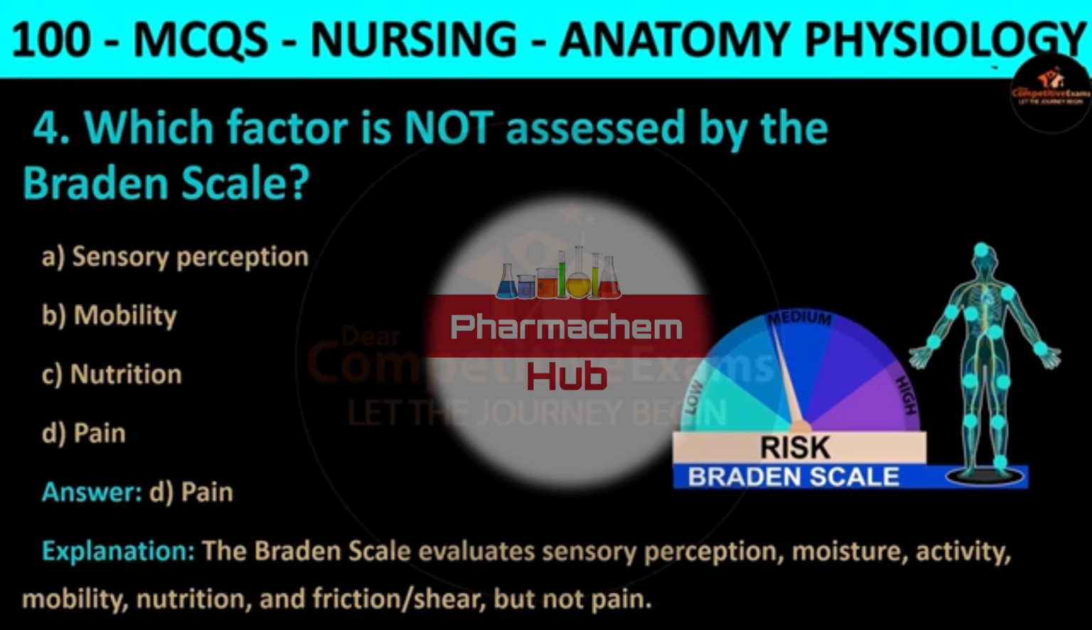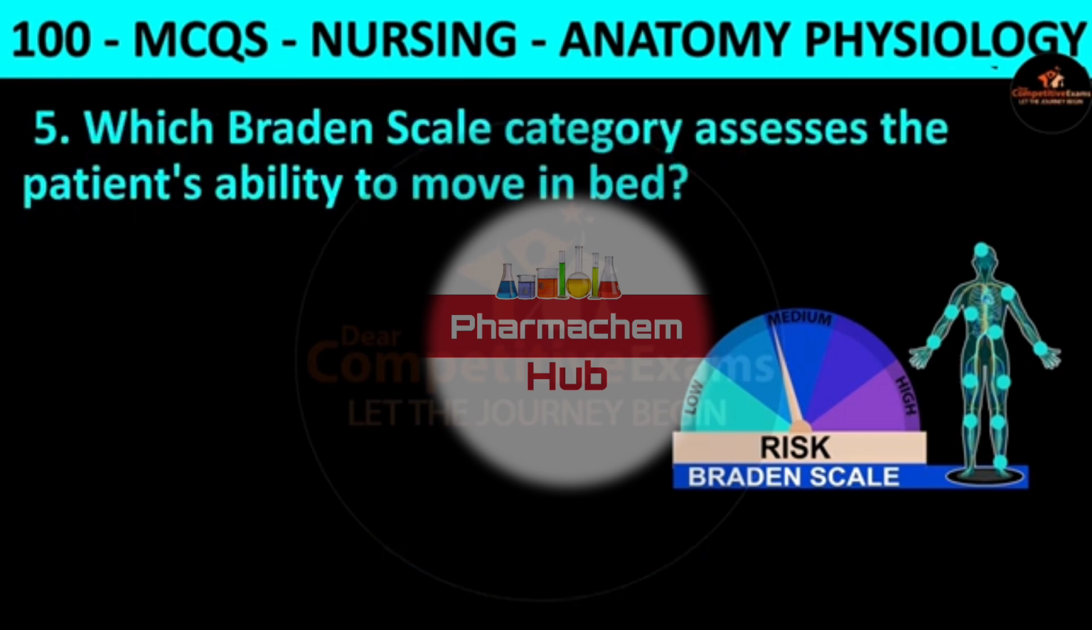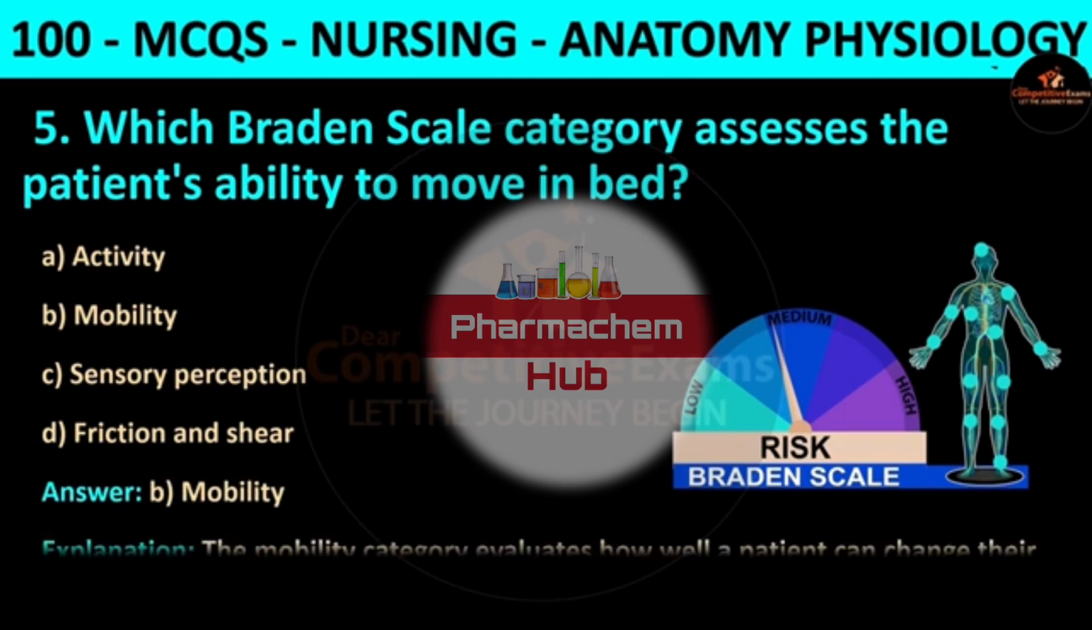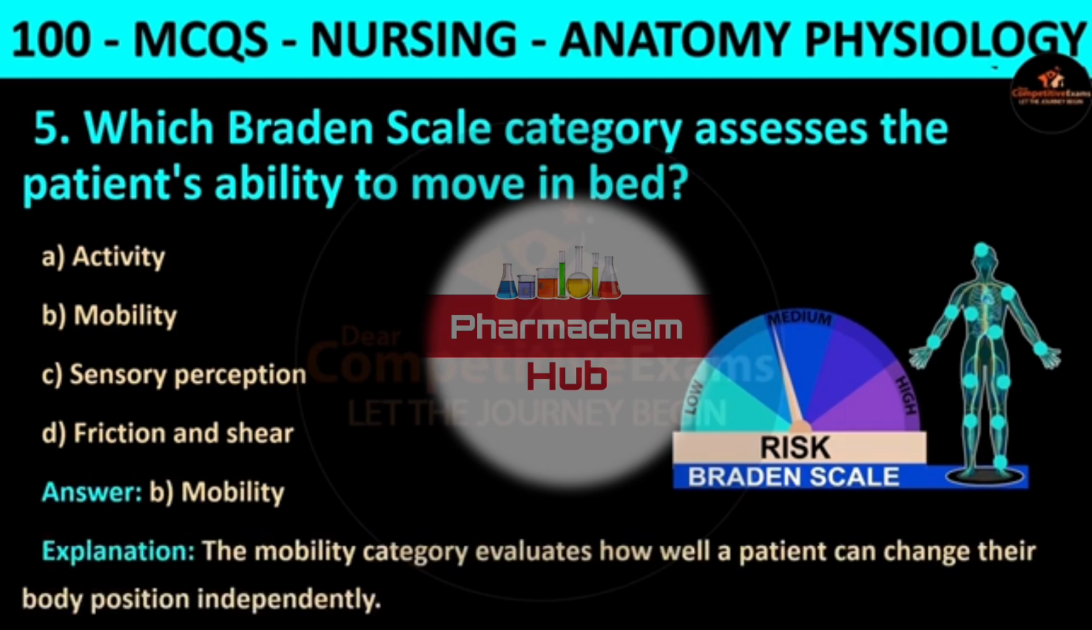Question number 5. Which Braden scale category assesses the patient's ability to move in bed? The options are activity, mobility, sensory perception, or friction and shear. The correct answer is B, that is mobility. The mobility category evaluates how well a patient can change their body position independently.